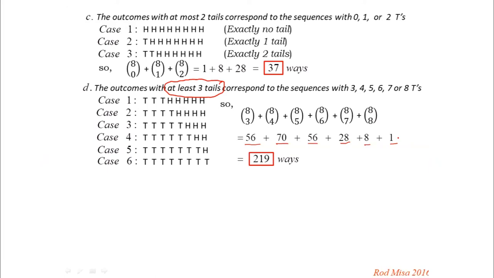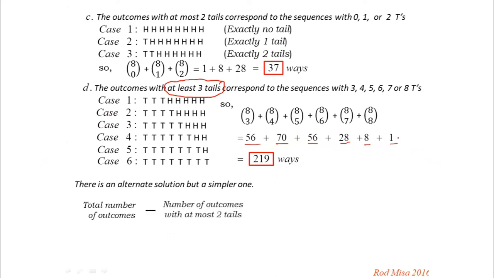But I can solve this question using the backdoor approach, because this backdoor approach is a simpler one. Now to solve, find first the total number of possible outcomes, and this will be subtracted by the number of outcomes with at most 2 tails, because at most 2 tails and at least 3 tails are complementary in the tossing of a coin 8 times. Because if you will make a diagram here, say 0, 1, 2, 3, 4, 5, 6, 7, and 8, the number of outcomes with at most 2 tails are this one here.